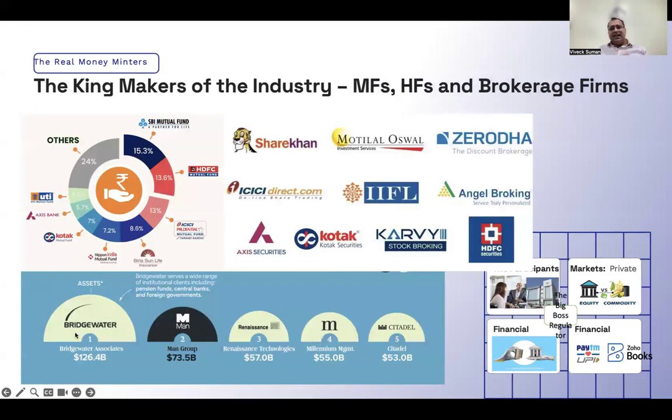Of course, these are the king makers of the industry: mutual funds, housing finance, and brokerage firms. They are not the kings, they make kings in the market. And who are those? Sherkhan, Motilal Oswal, Zerodha, ICICI Direct, etc. Then you have a very large company called Bridgewater. Now, Bridgewater, did we discuss who is the owner of Bridgewater?